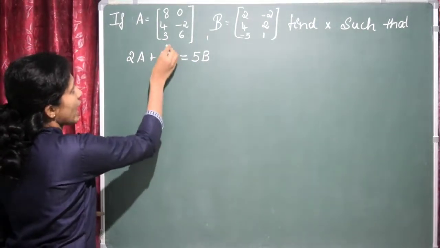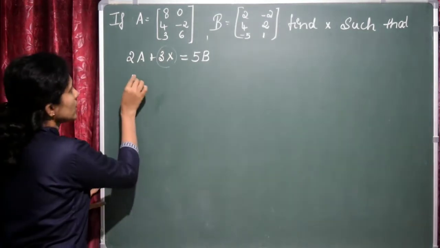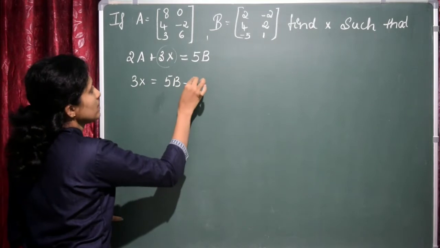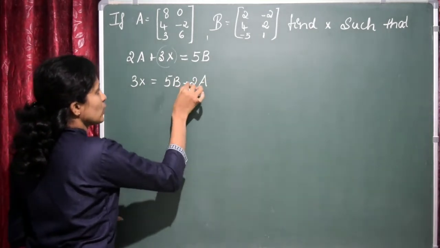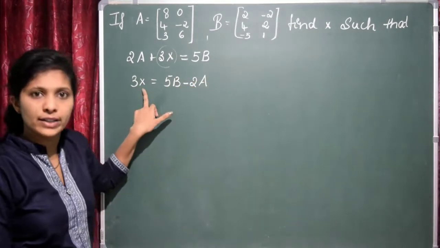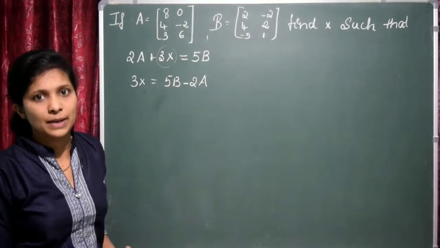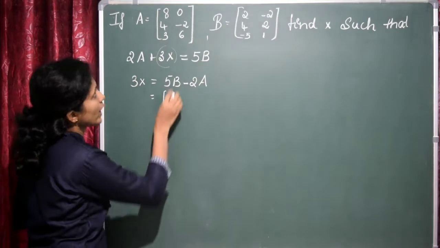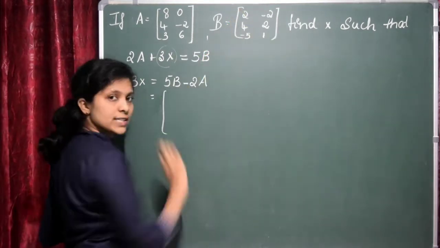So what we can do, we have to find the value of 3X. So 3X can be written as 5B minus 2A, right? So 3X is equal to 5B minus 2A. Then you have to find the value of X. That is, you have to multiply by 1 by 3. Just we'll find this one. 5B minus 2A. 5B. You have to multiply the matrix B by 5.